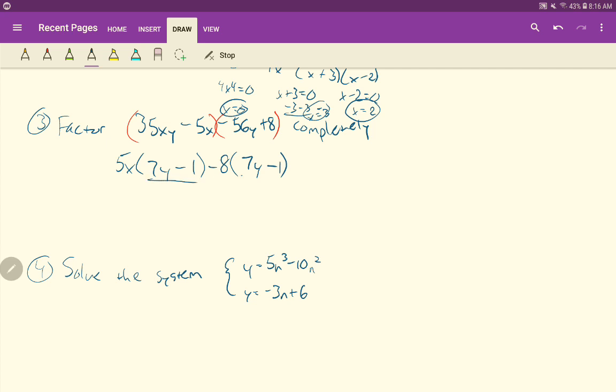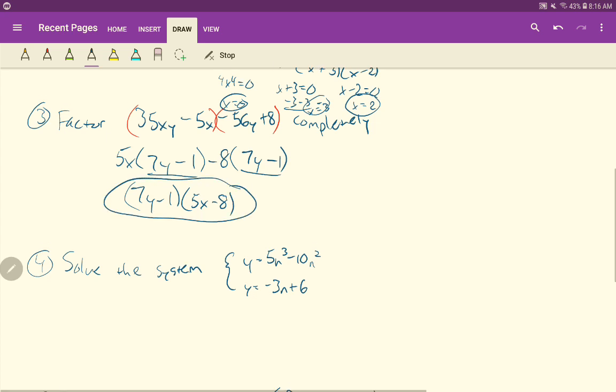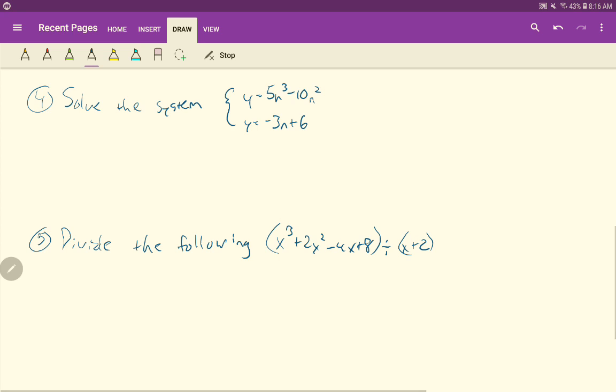And you see we have the same leftovers, so we can see here that factor by grouping does in fact work. We'll take out the 7y minus 1, and that leaves us with the 5x and the minus 8 there. And there's no more factoring we can do, so we know we're done. All right, 2 more here.